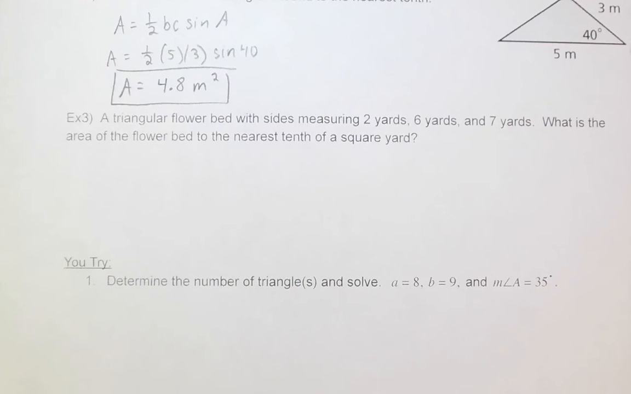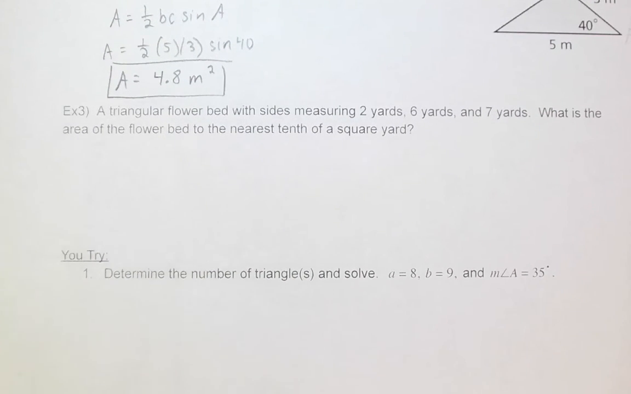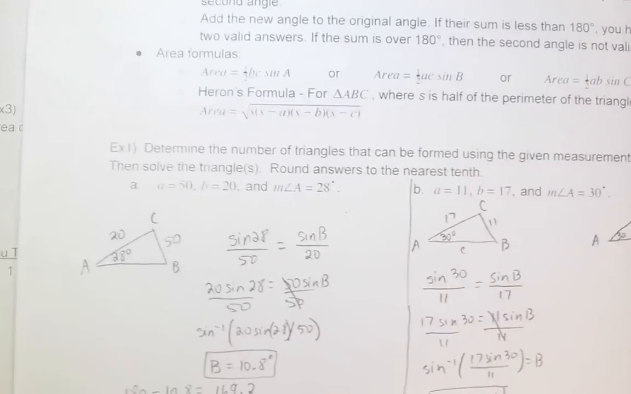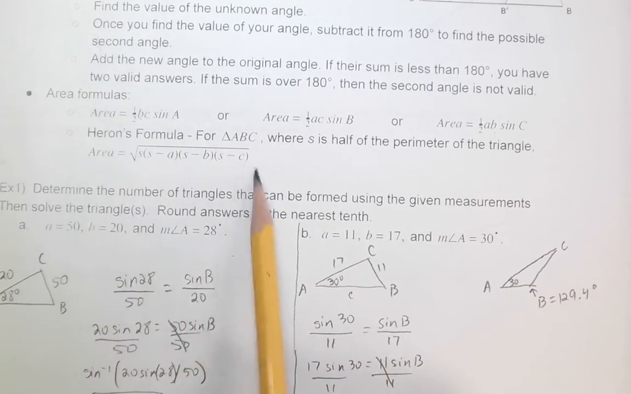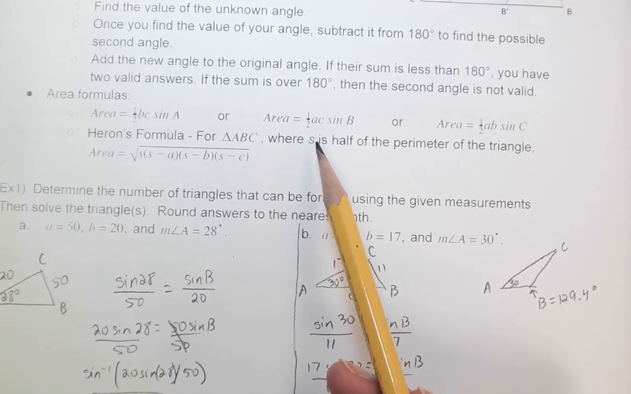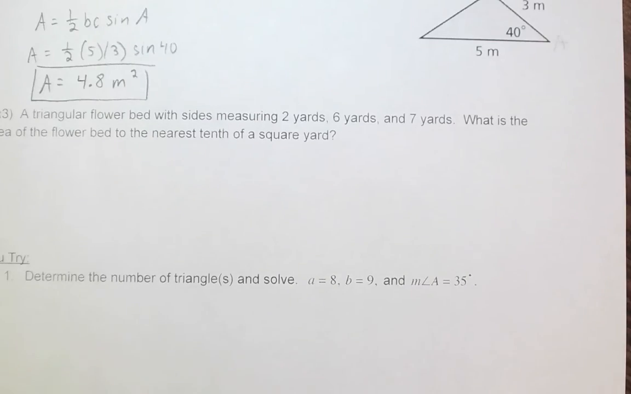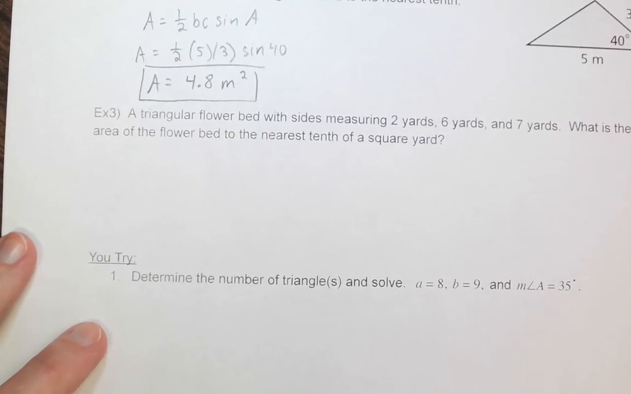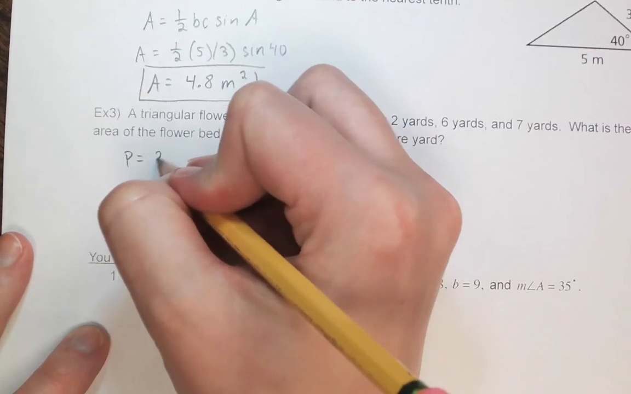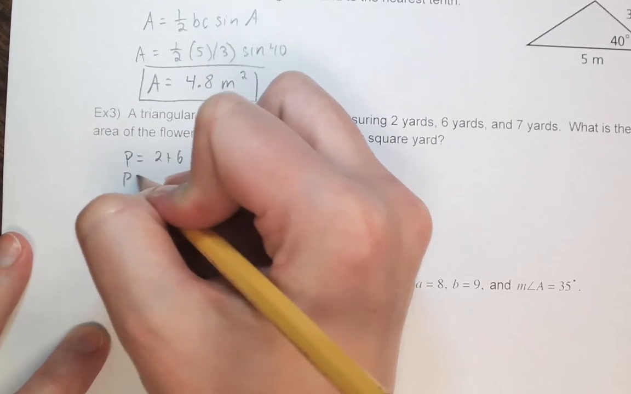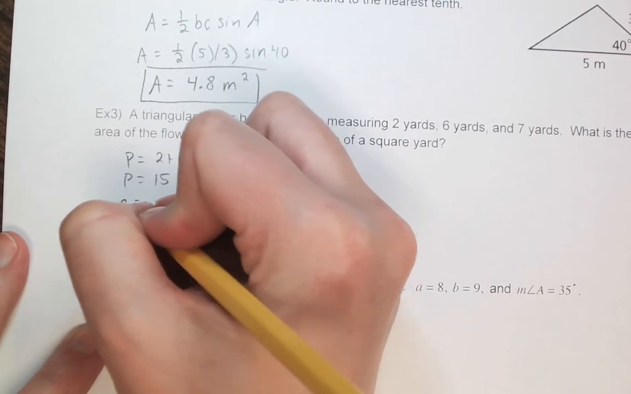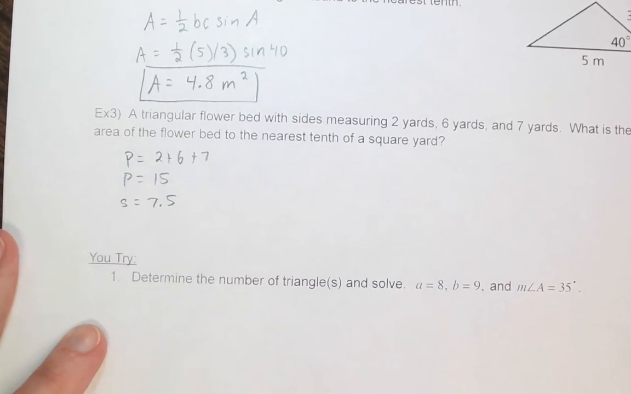And then example 3, we have a triangular flower bed with sides measuring 2, 6, and 7 yards. Find the area. So this we are going to use that Heron's formula that is on the other side. When you're given all three of the sides, we can use this. So S is half of the perimeter, and then we're just plugging in that formula. So the perimeter of the flower bed would be 2 plus 6 plus 7. So the perimeter is 15. S in this formula is half of the perimeter, so that would be 7.5.